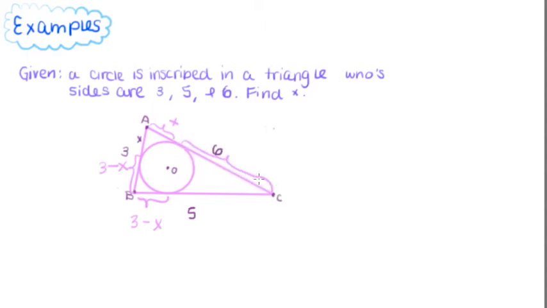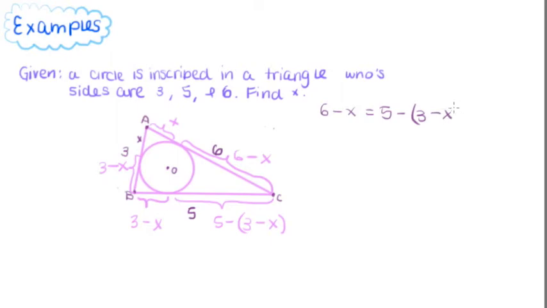Since you know that this whole side is 5, then this longer segment right here is going to equal 5 minus (3 minus X), and that simplifies down to 2 plus X. Also, the side opposite that is the whole thing is 6, and the little segment is X, so this segment right here is going to be 6 minus X.